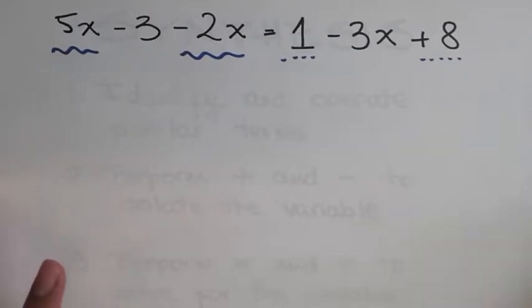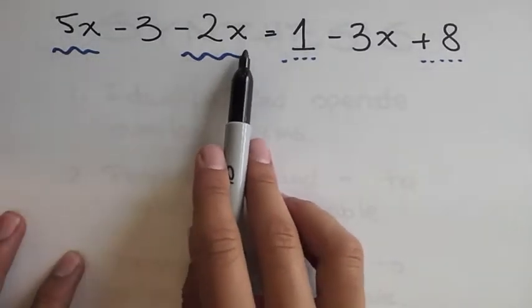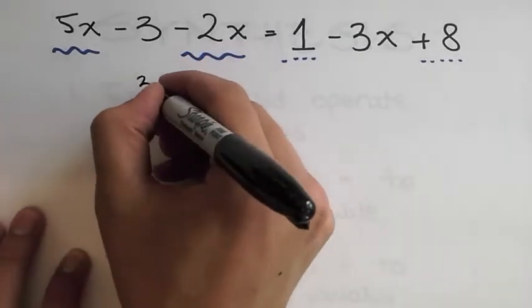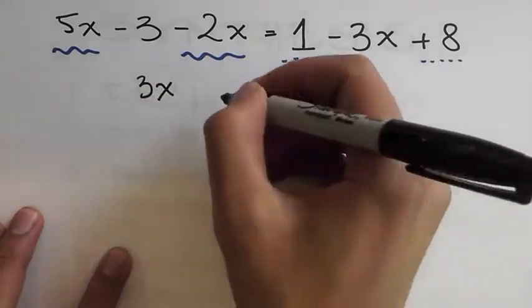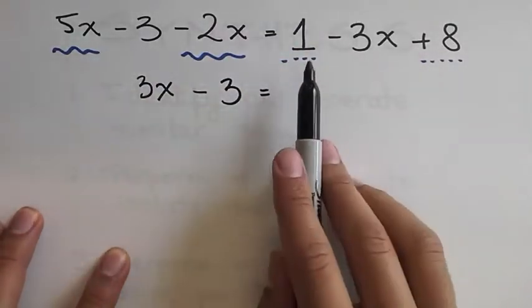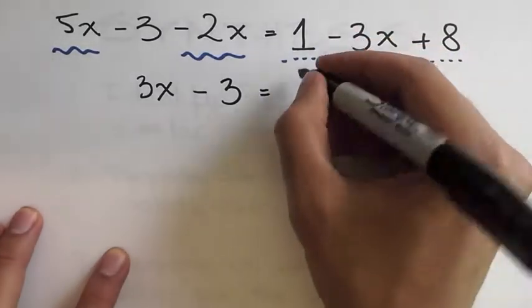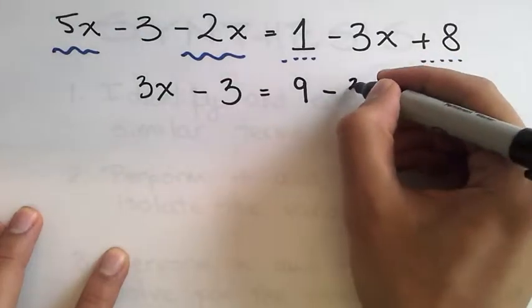These similar terms, you can operate them. On the first side, when you perform 5x minus 2x, you obtain 3x. As the negative 3 didn't play with anybody, you just copy it again. Similarly, 1 plus 8 give you a result of 9, and negative 3x is copied exactly the same again.